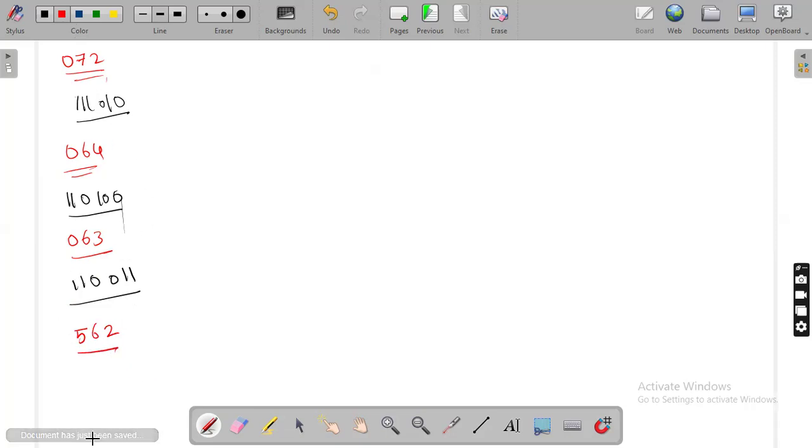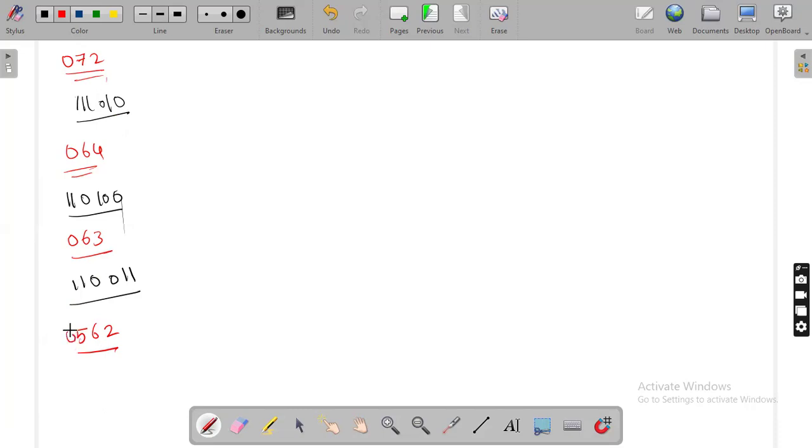So 562 is which number here? Octal, hexadecimal or decimal? 562 is decimal because I didn't mention 0x or 0. If I mention 0x, then it is treated as hexadecimal. If I mention 0, then it is treated as octal.